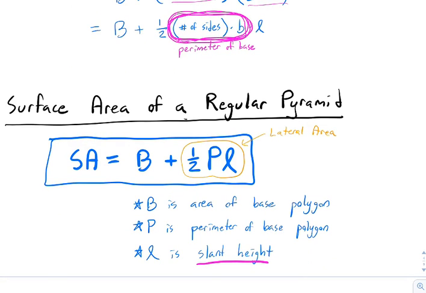This is analogous to a prism. It used to be there were two bases, and we add up perimeter times height, because this was a rectangle, so base times height.